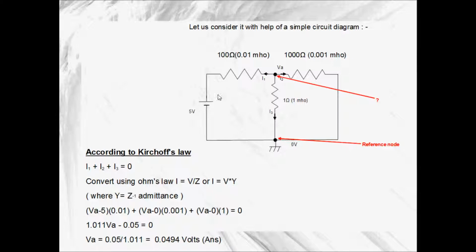I have written VA minus 5 because current is going from VA to 5, as we assumed. So we write the highest potential first and the lowest potential after, similarly for the other branches. So we calculated the value to be 0.0494 volts. That is the required answer. So the potential available at this node will be 0.0494 volts.